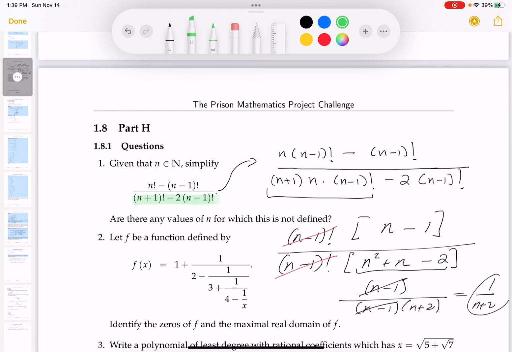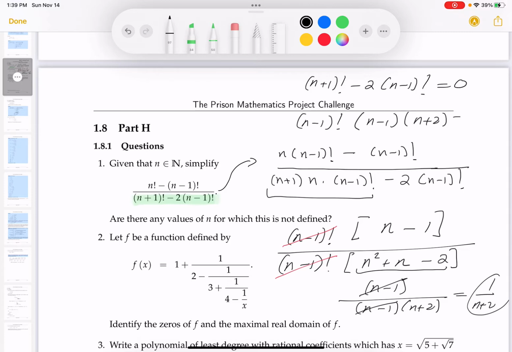Let's put this down for you. So when does n, whoops, sorry about that. When does n plus 1 factorial minus 2 n minus 1 factorial equal 0? Well, I already factored it before. I'm going to do it again. And what do you get? N minus 1 factorial. And on bottom, what do you get? You get n minus 1, n plus 2. We did that before, by the way. And when does that equal 0? Well, when n equals 1 and when n equals minus 2.